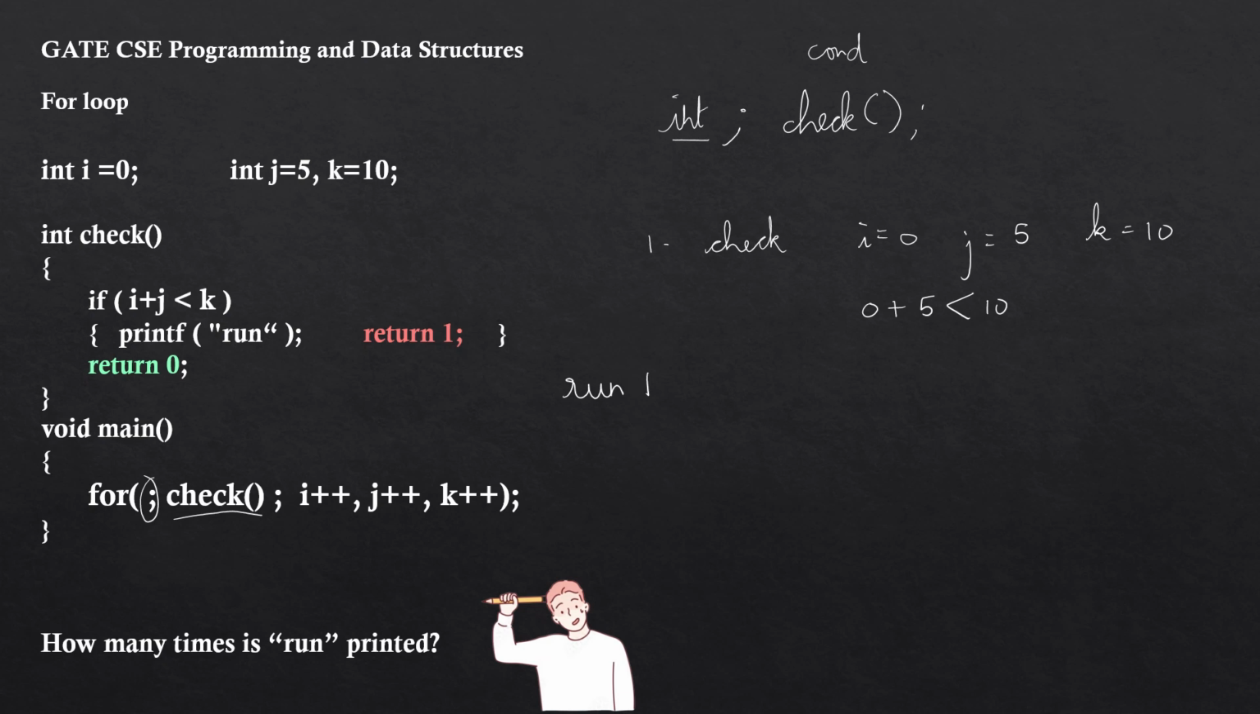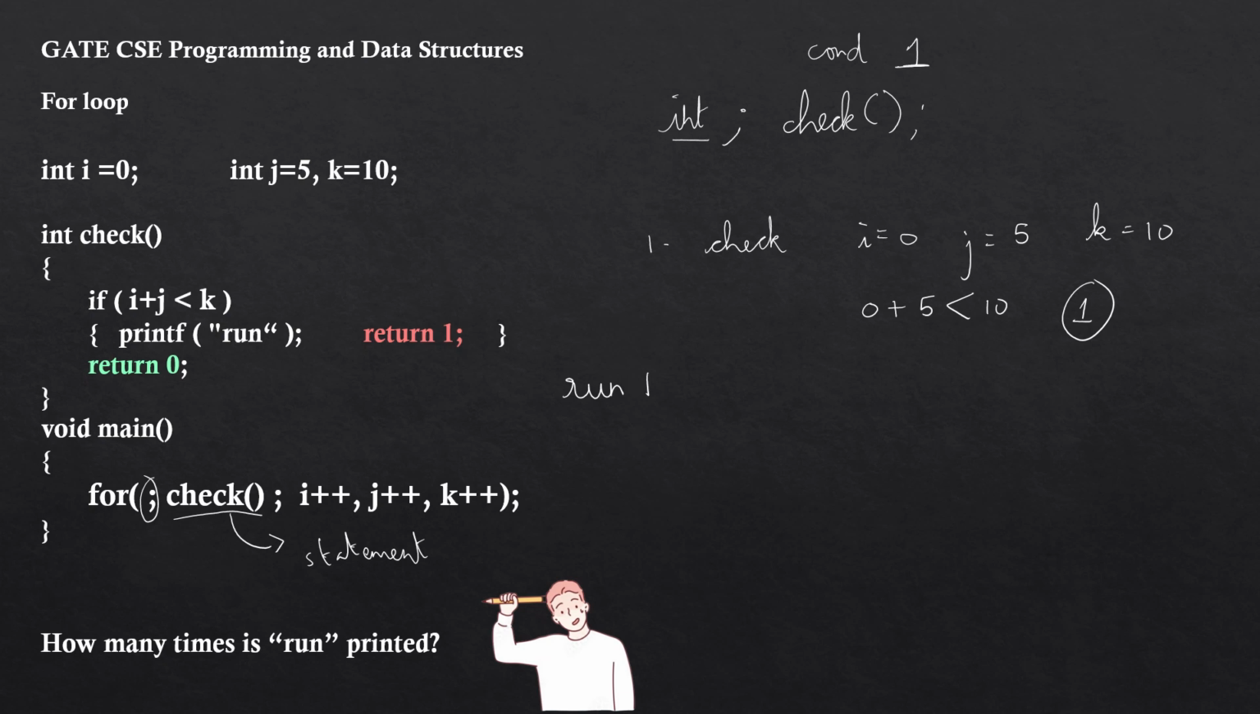Now since it prints run, it is returning 1. Notice here it is returning 1. So remember, this for loop was based on the condition. If the condition is true, it is going to repeat a set of statements. Here you see that the body of the loop is empty. We can also do that. We can keep a semicolon at the end and no body for the for loop.